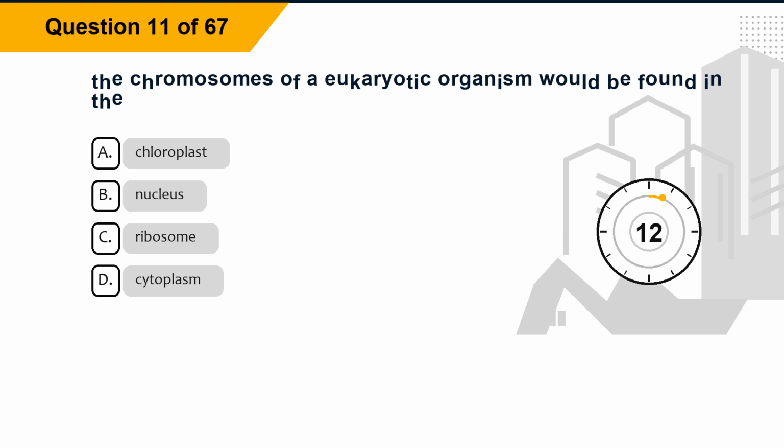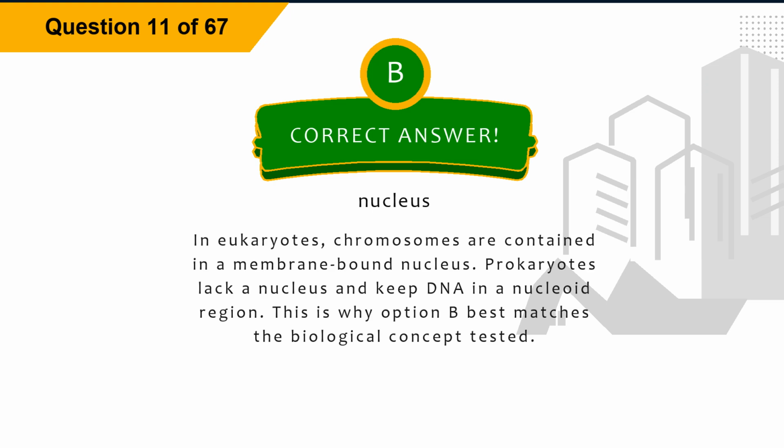Question 11. The chromosomes of a eukaryotic organism would be found in the Option A, chloroplast. Option B, nucleus. Option C, ribosome. Option D, cytoplasm. The correct answer is option B, nucleus. Explanation. In eukaryotes, chromosomes are contained in a membrane-bound nucleus. Prokaryotes lack a nucleus and keep DNA in a nucleoid region. This is why option B best matches the biological concept tested.